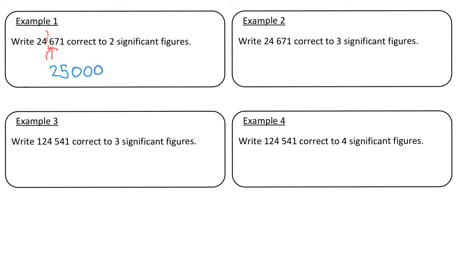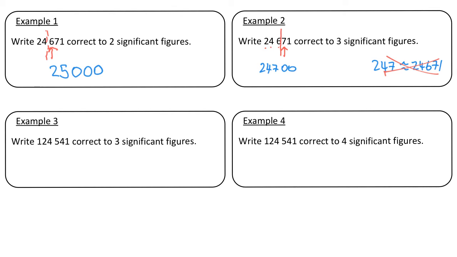Second example, 24,671 to 3 significant figures. So we'll look between the third significant figure and the fourth. So we've got 1, 2, 3. So we're going to be looking after the 6. Again, it's a 7, so that means we'll round up. And that will turn the 6 into a 7. So we've got 24,700. And again, we need to add in the 2 extra zeros to make sure that the place value is retained. Otherwise, we'd be saying that 247 is approximately the same as 24,671, which is completely daft.